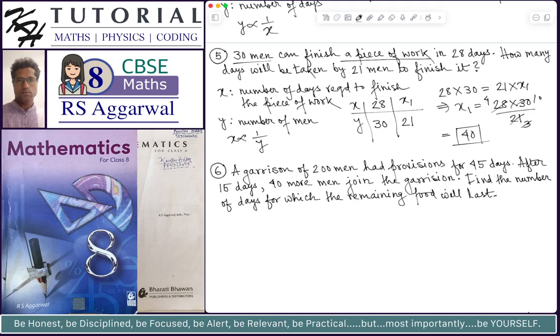Now let us quickly check the consistency of our answer. It was given that 30 men can do the work in 28 days. So definitely it will take more days for 21 men to finish the work, and hence we are getting the answer 40, which is more than 28.